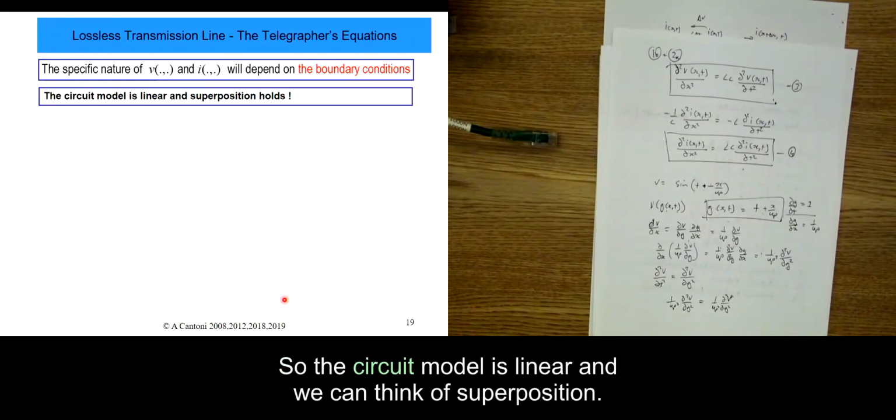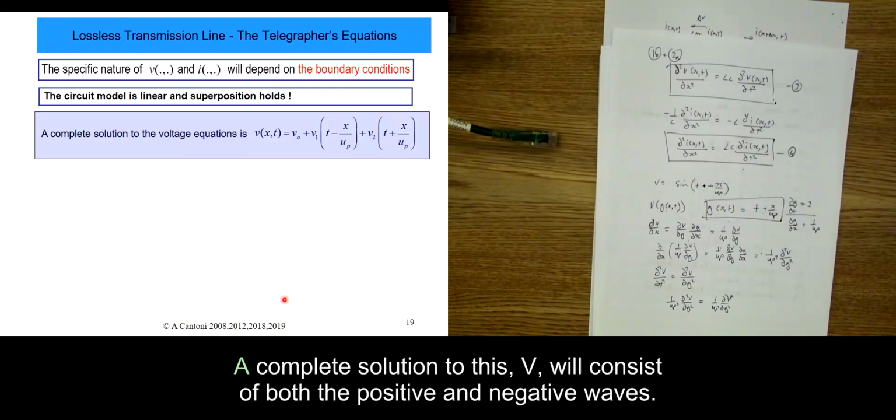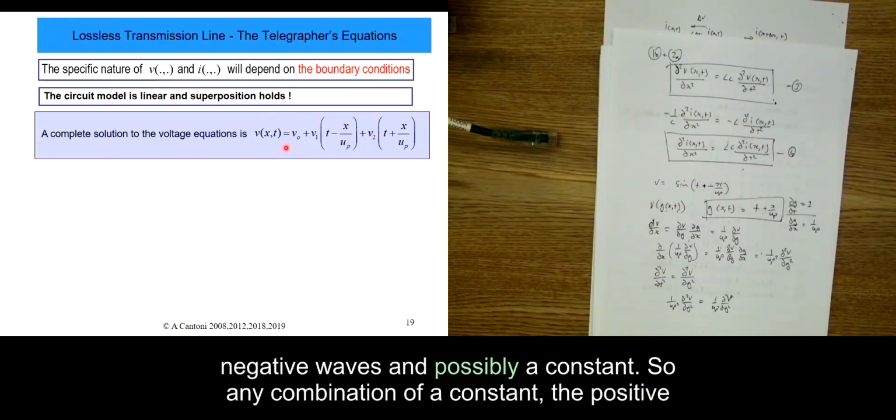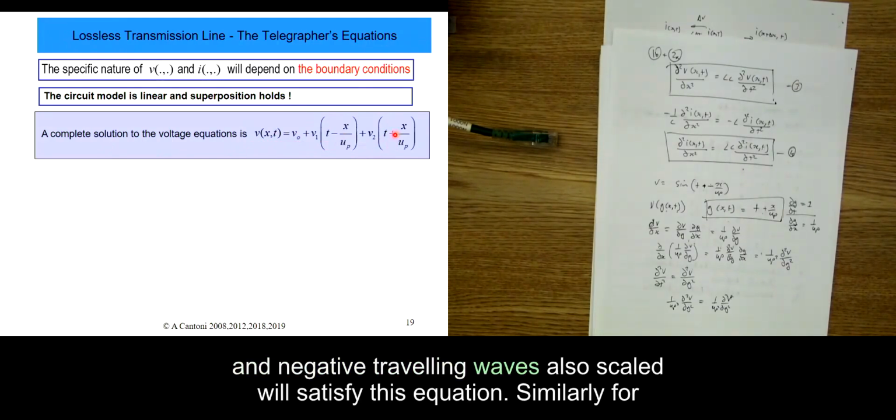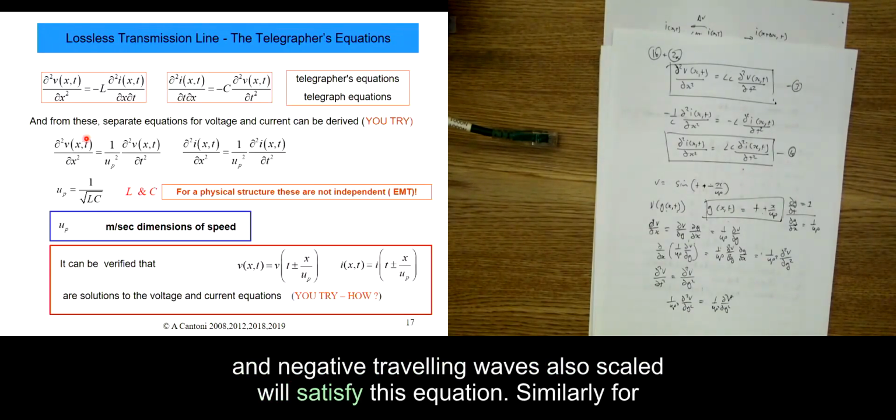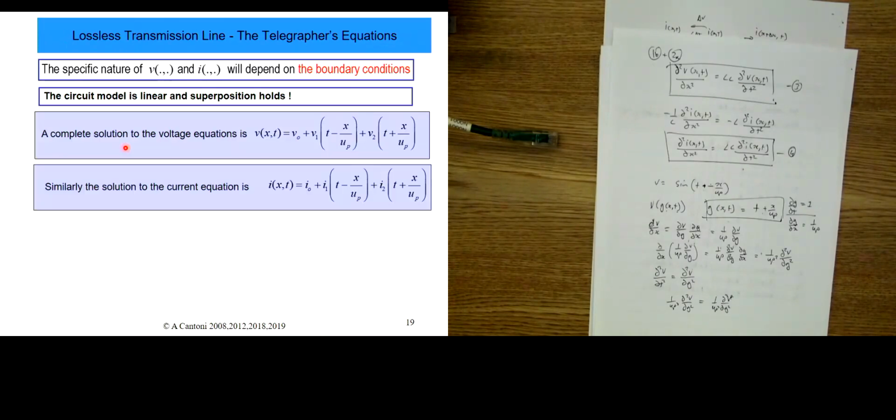So the circuit model is linear, and we can think of superposition. The complete solution for V will consist of both the positive and negative waves, and possibly a constant. So any combination of a constant and the positive and negative traveling waves, also scaled, will satisfy this equation, right? Similarly for the current.